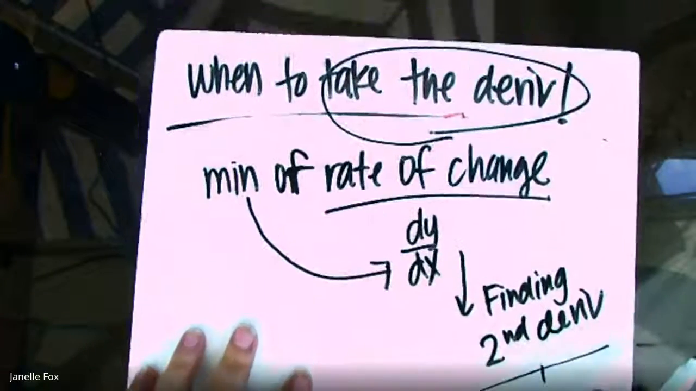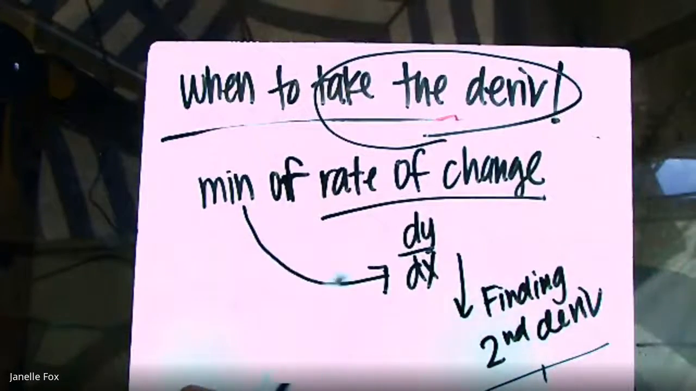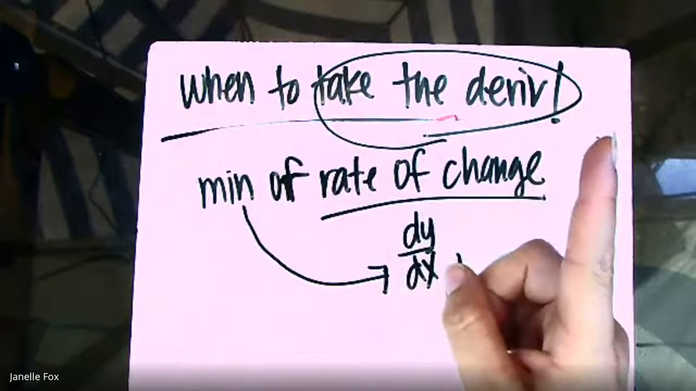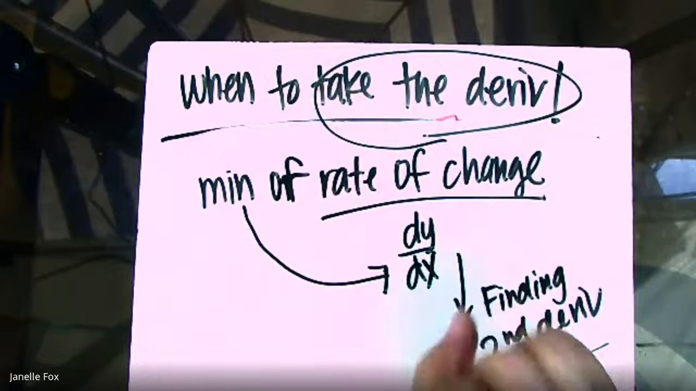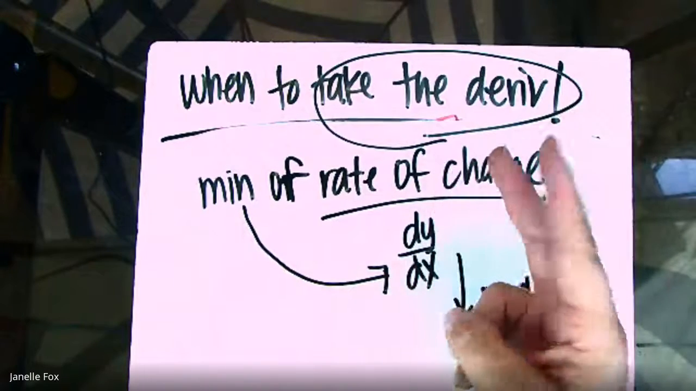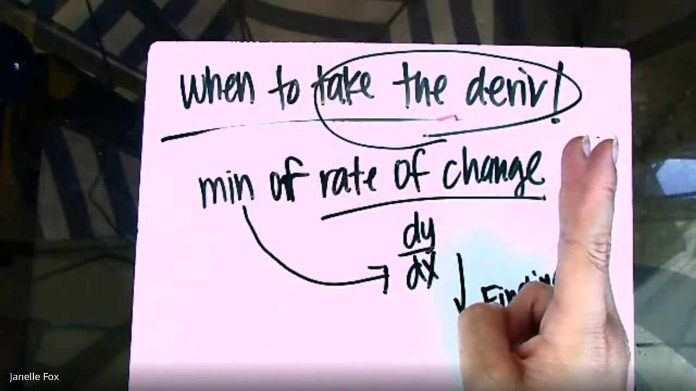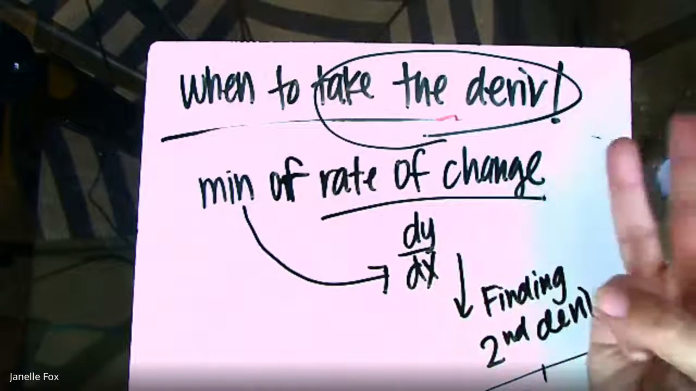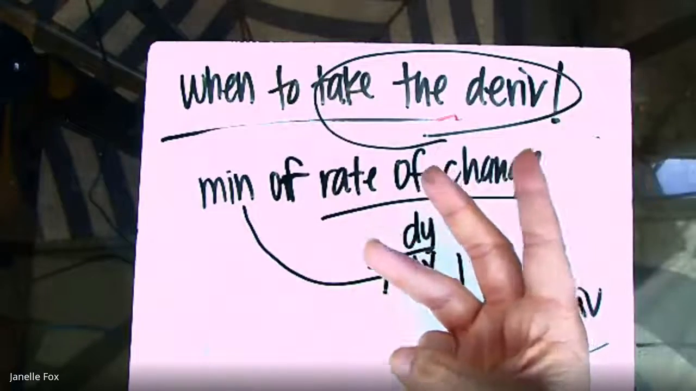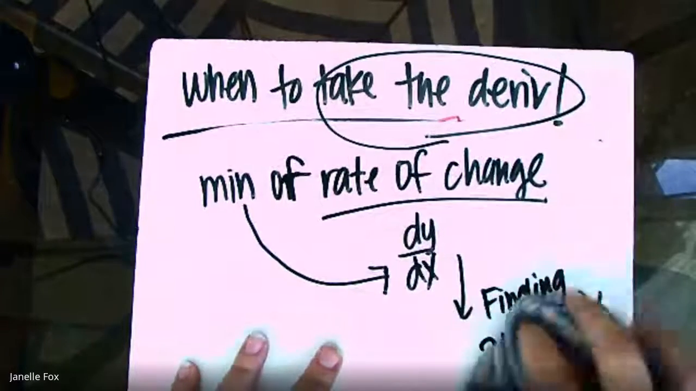Just as a review, those were finding the rate of change of something. Rate of change means take the derivative. If they ever ask you for a minimum or a maximum value of something, that's another instance where you should take the derivative. Or if it asks you about intervals of increasing and decreasing, that's another instance where you're going to take the derivative.